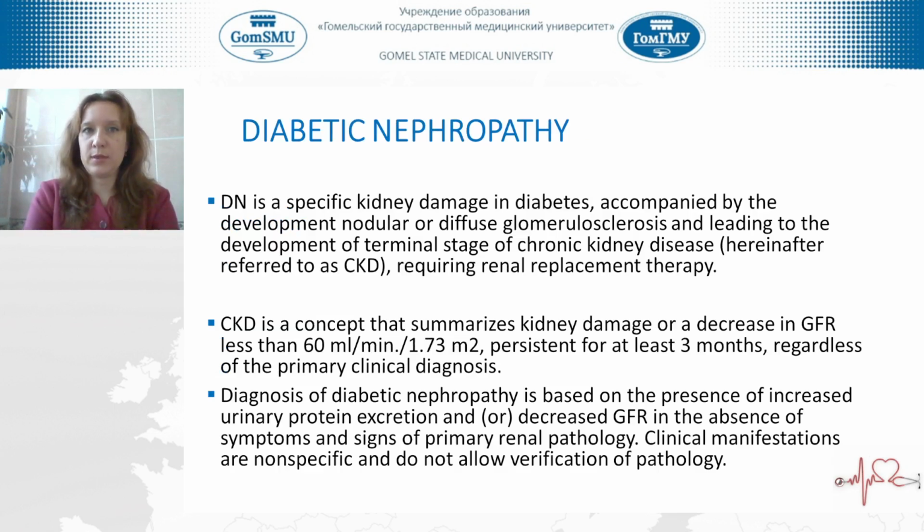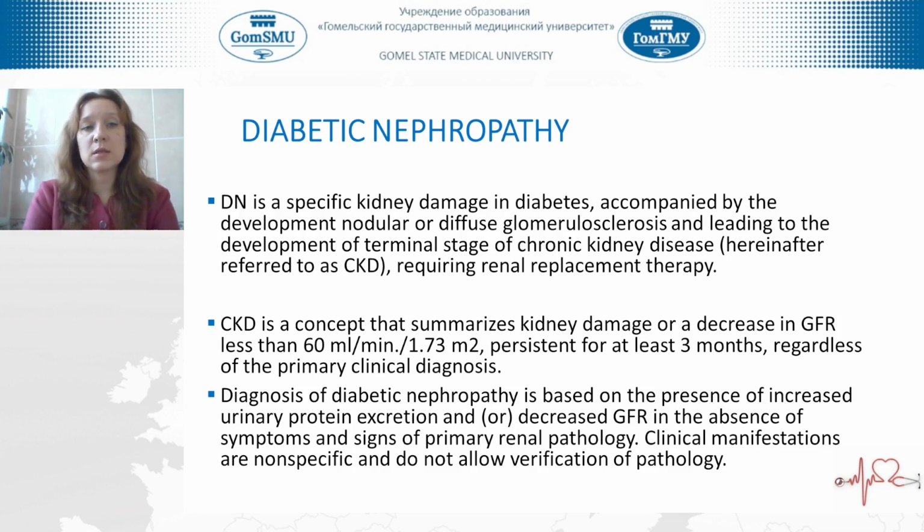Diabetic nephropathy is a specific kidney damage in diabetes accompanied by the development of nodular or diffuse glomerulosclerosis, leading to the terminal stage of chronic kidney disease, requiring renal replacement therapy. You should know from the previous lecture the 5 stages of chronic kidney disease. The last stage, the 5th stage, has a GFR less than 15.